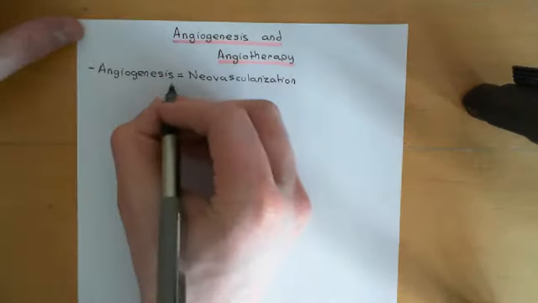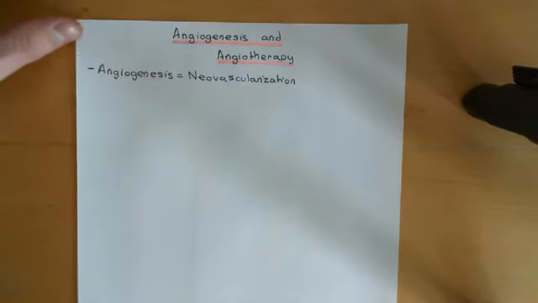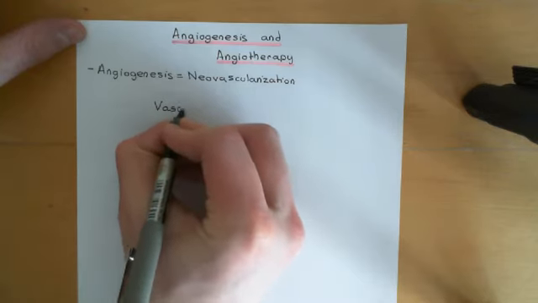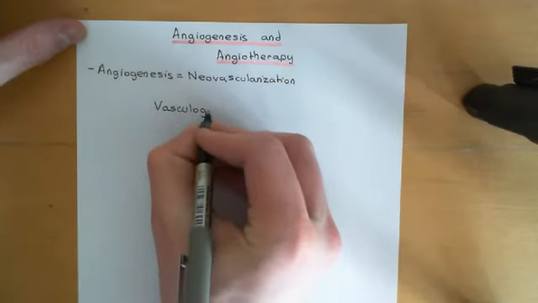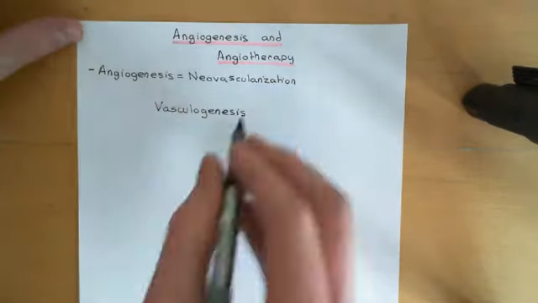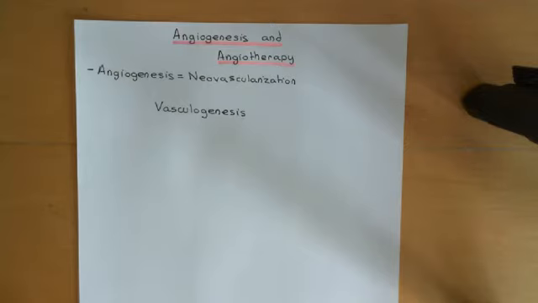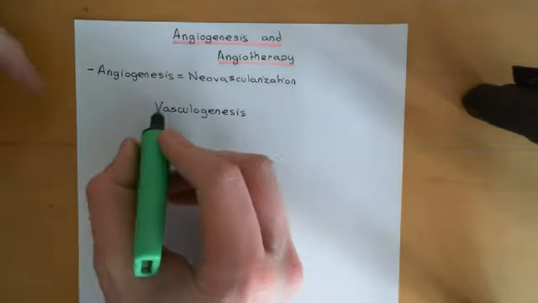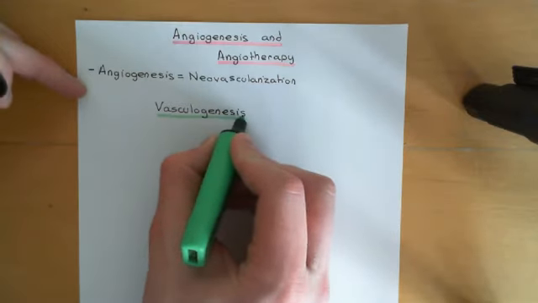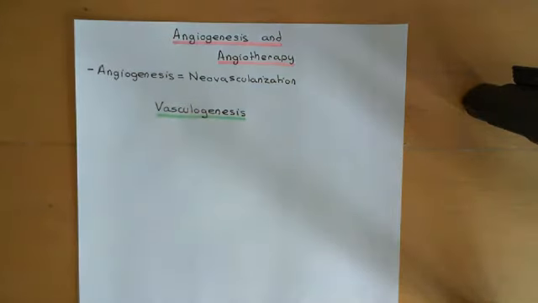Now both of these words mean the same thing, but they are absolutely not the same as another concept, which is the concept of vasculogenesis. If you just look at the word, you'd think maybe that means the same thing as angiogenesis and neovascularization, but it doesn't. Vasculogenesis refers to the actual creation of blood vessels in an embryo, so from precursor cells actually producing blood vessels from scratch in the embryo. We are not going to discuss vasculogenesis at all in this video.